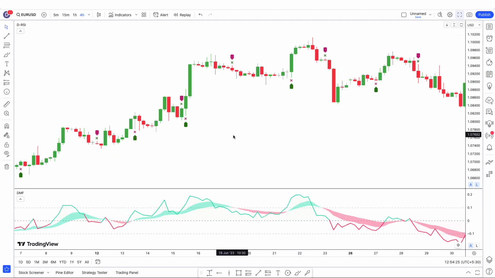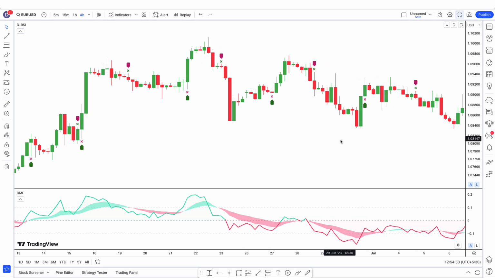After optimizing the Delta RSI indicator, you can enter a long trade whenever it gives a green signal, and you can enter a short whenever it gives a pink signal. But filter false signals by checking the DMF indicator. Because when the DMF cloud is below the center line, we know that we have higher selling volume and market participants are more interested to sell.